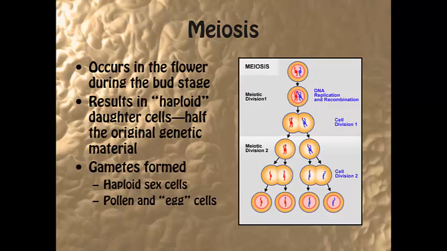So a term for these daughter cells of meiosis is gamete, and gamete is just a haploid sex cell. So in plants we have pollen cells, which are gametes, and also egg cells in the ovules of the ovary, and those are our gametes. We'll talk about this again when we talk about sexual propagation of ferns, because ferns are a little bit different.